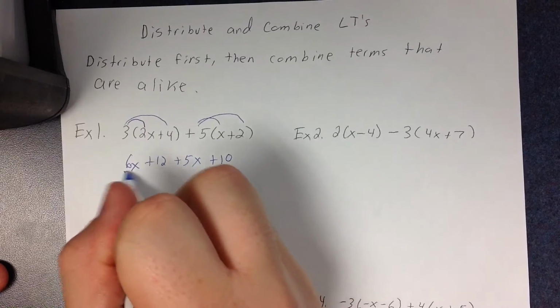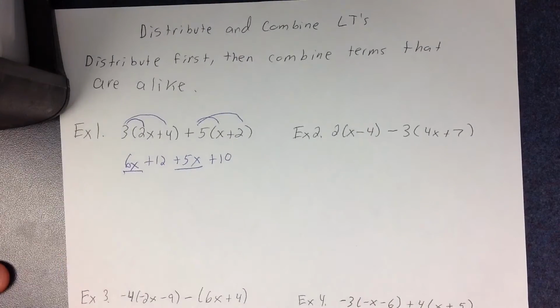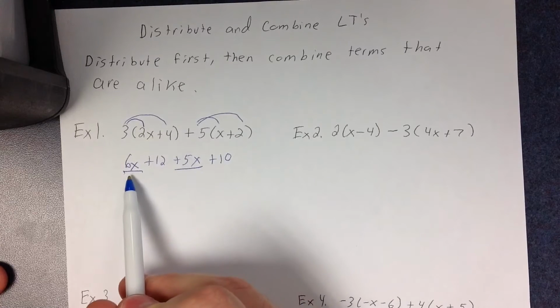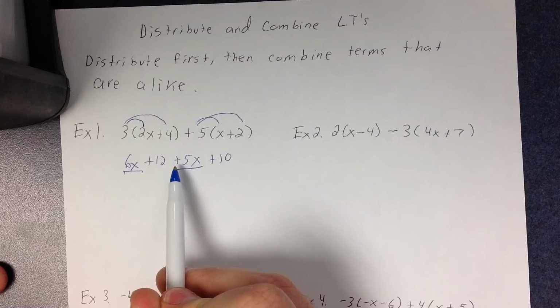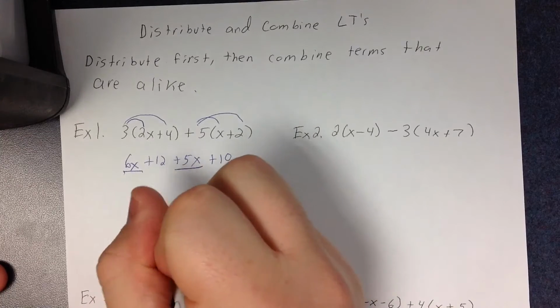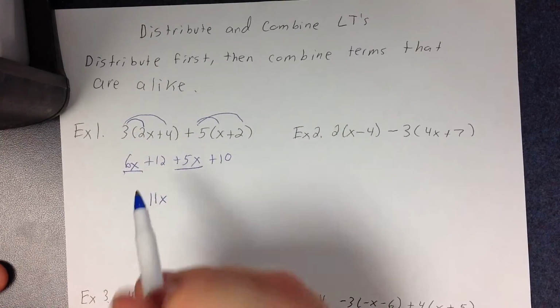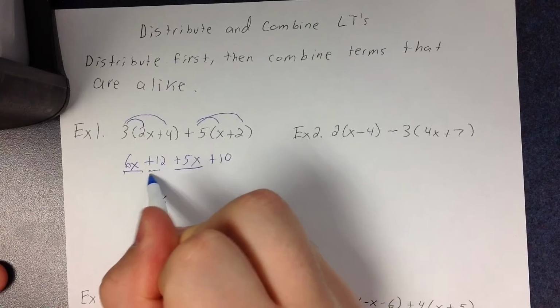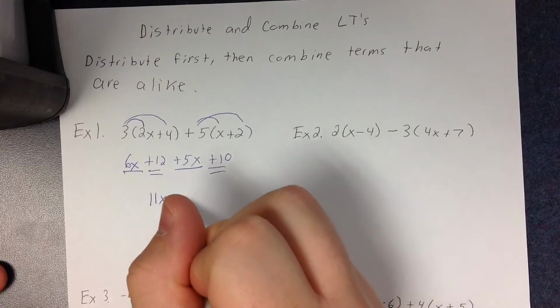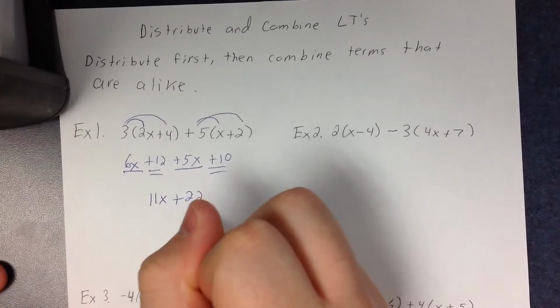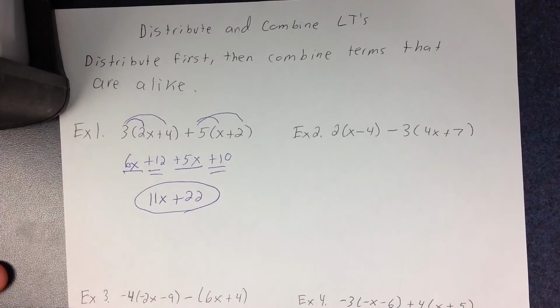So in other words, I've got a 6x and a 5x. Again, you go by the sign in front. So this is saying 6x plus 5x, which is 11x. Then this is like a positive 12 plus 10, which is 22. So 11x plus 22.